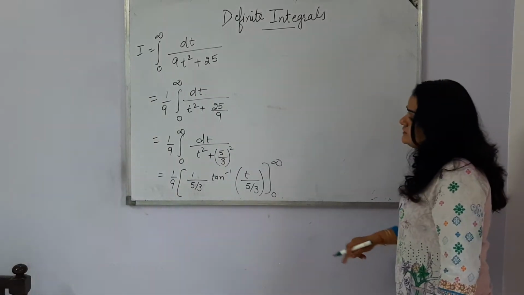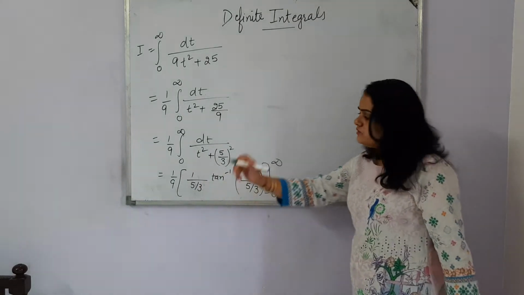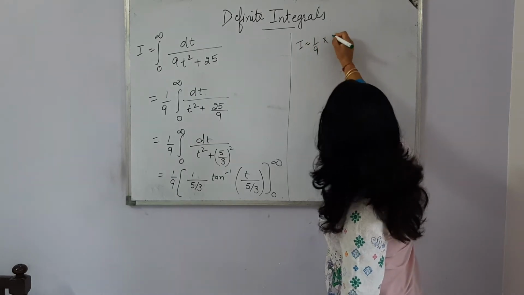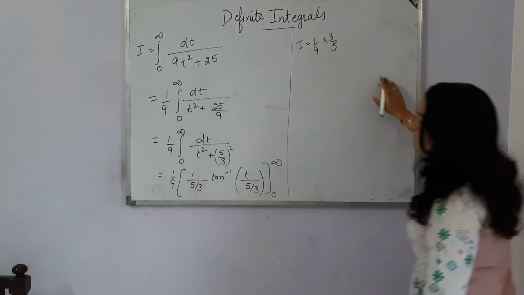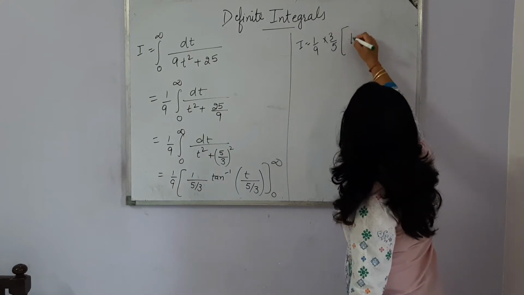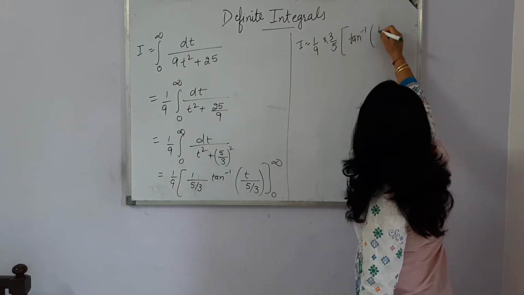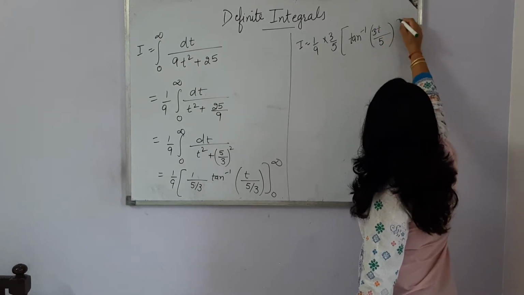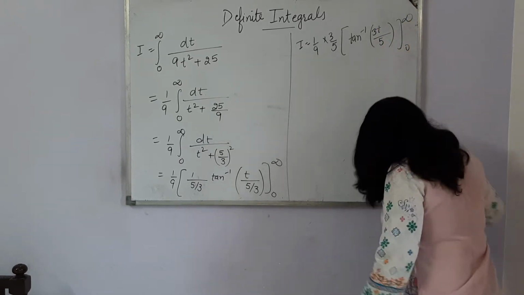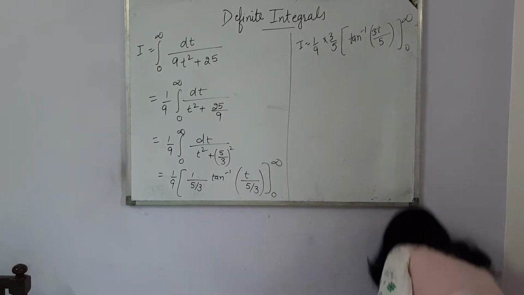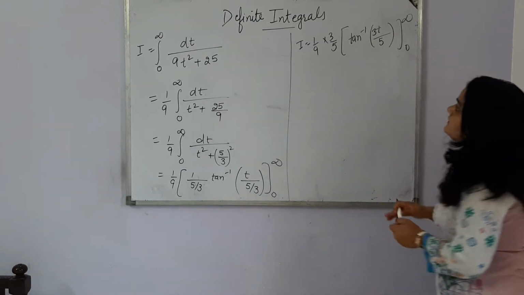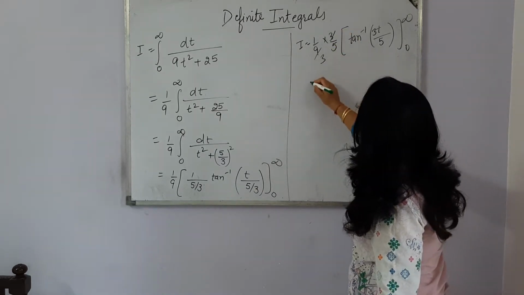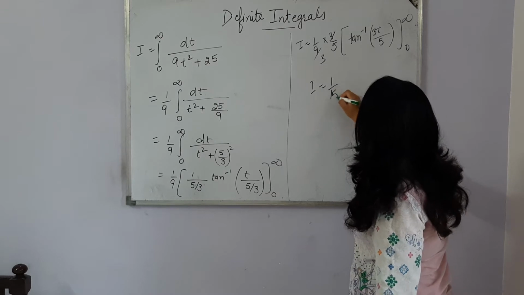So before substituting the limits, this is constant. Can I take it out? So I is equal to 1 by 9 into 3 by 5, and the function is tan inverse 3t by 5, and the limits are 0 to infinity. So I is equal to 1 by 15, tan inverse 3t by 5, and the limits are 0 to infinity.